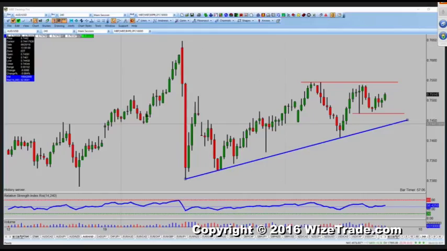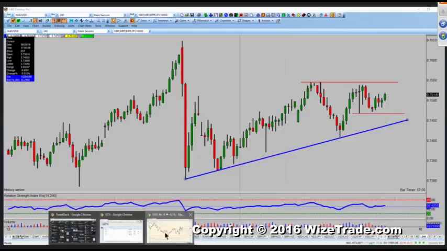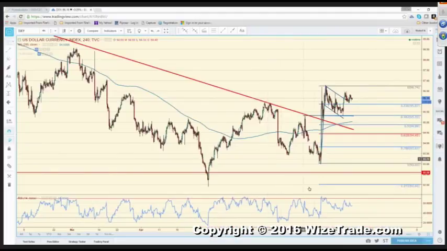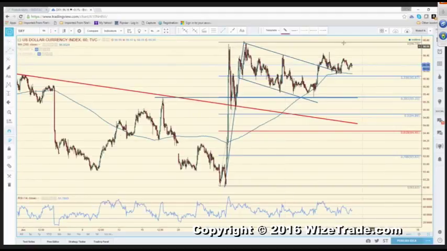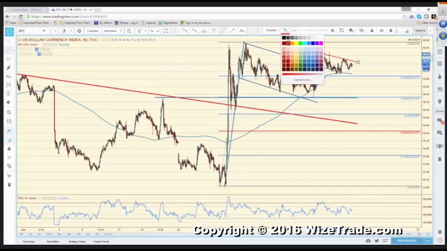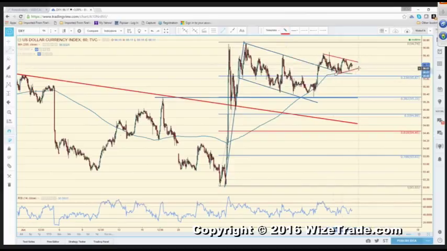Okay. All right, let's go over to the dollar index. So the dollar index, we have a flag and a pennant. You see this, we have this bull flag. We broke out of the bull flag. Now we have this pennant.